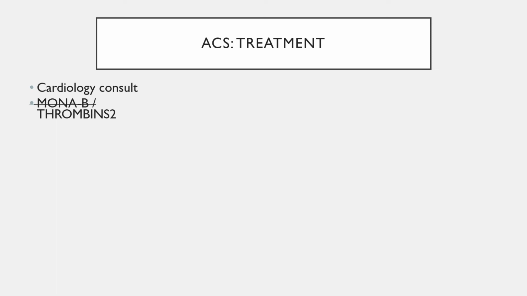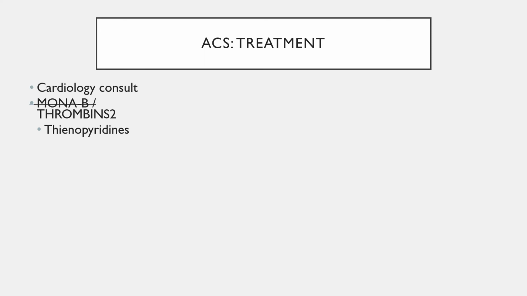Now previously, MONA-B was the treatment of choice. However, newer guidelines have changed to the Thrombin's 2 mnemonic, which I hope is what you have learned in your cardiology lectures. Thrombin's 2 begins with thienopyridines, which include either Effient or Plavix. Now, all textbooks will tell you that it is important to add thienopyridines or a P2Y12 inhibitor like Brilinta. However, clinically, this is a little more complicated.